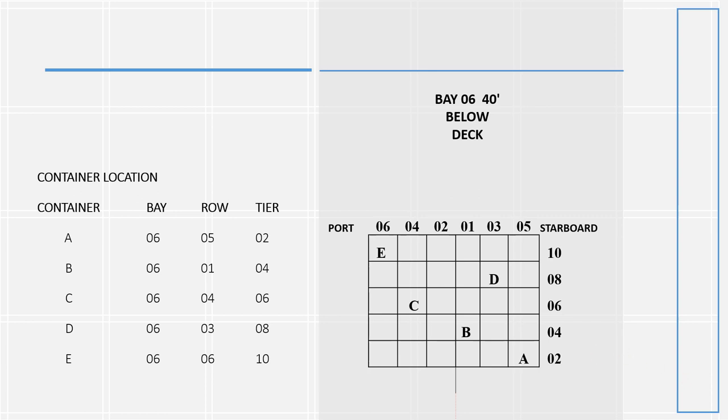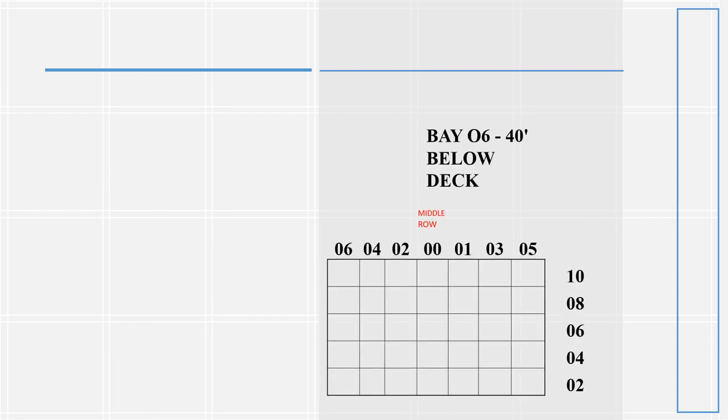Now, what happens when we have an odd number of rows? Let's look at that. First, we identify the middle row. In this case, we are looking at a bay with 7 rows. So we identify the middle row and label the middle row 00. We then proceed to label the port and starboard sides with even and odd numbers respectively. So we see 02, 04, 06, and we continue on the starboard side, 01, 03, 05.